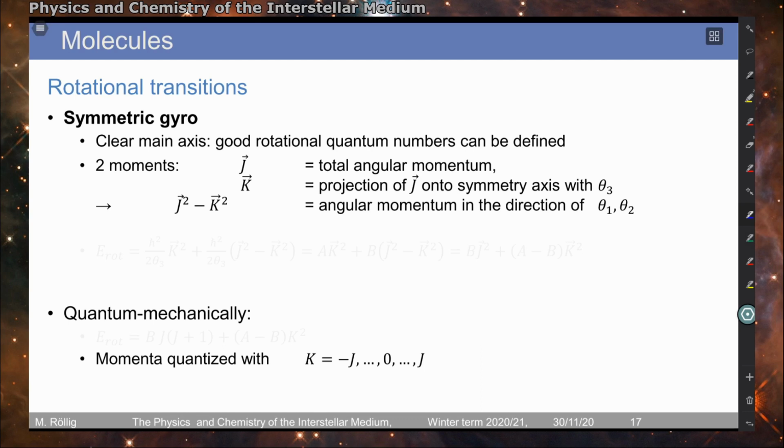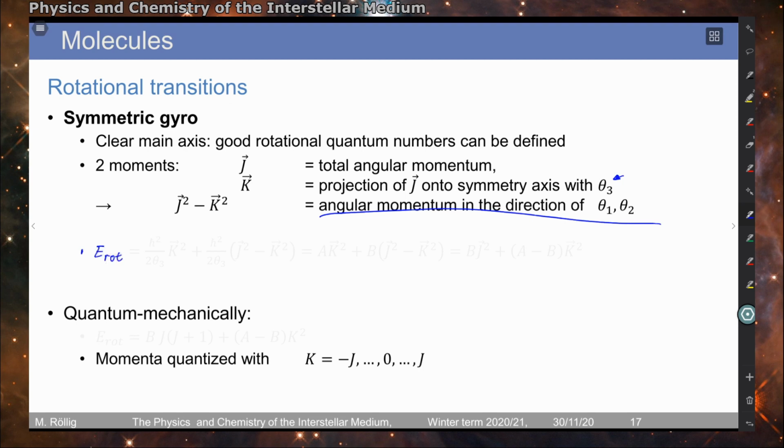So looking at a symmetric gyro, we have a clear main axis, which means we can define good quantum numbers. We have two momenta. That is because we can distinguish between the total angular momentum and the projection of J onto the symmetry axis with theta 3. So this leaves us with the difference J squared minus K squared, which is the angular momentum in the direction of theta 1 or theta 2. So this is the classical description here.